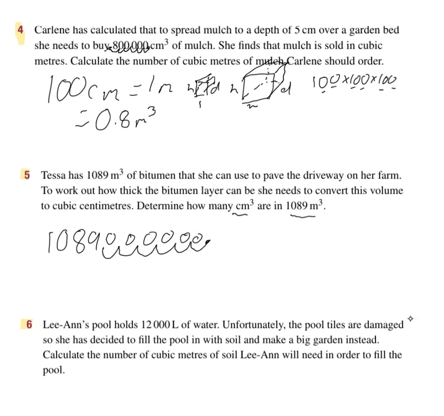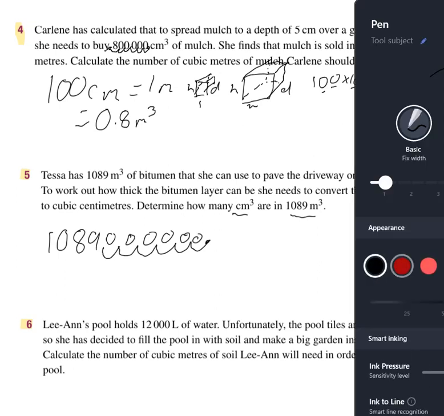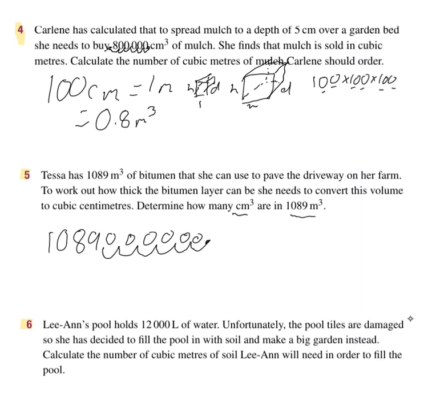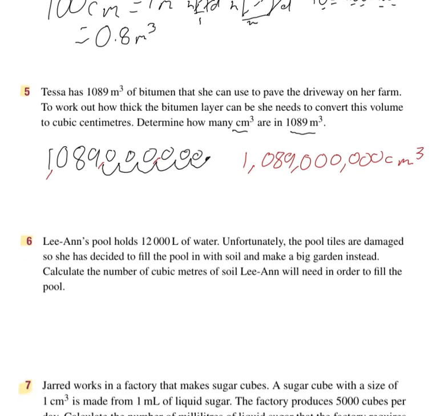And then what I would do, I always like to make sure that I've spaced my numbers out with a comma between every 3, so it's a little bit clearer to see what the number is. So 1,089,000,000,000 centimetres cubed. Quite a lot of cubic centimetres there.